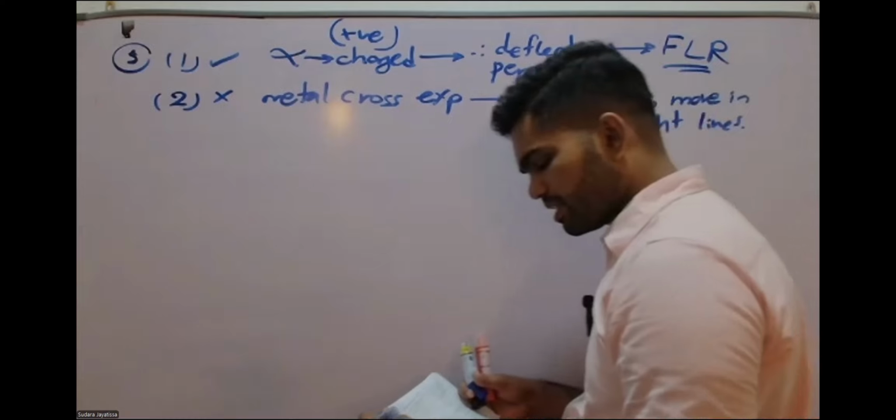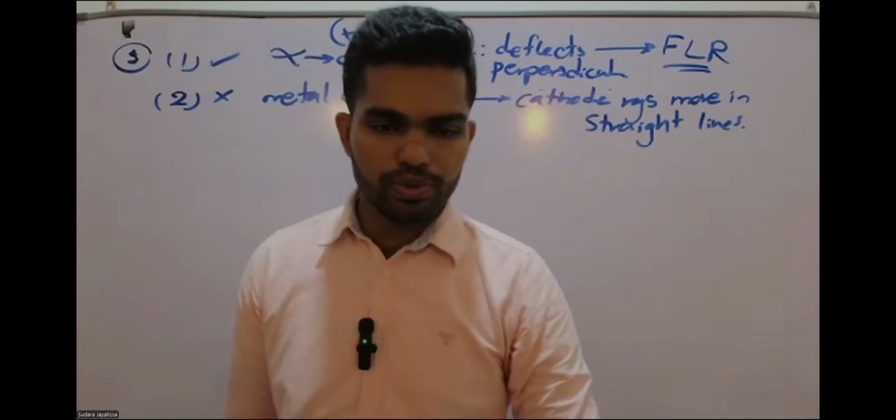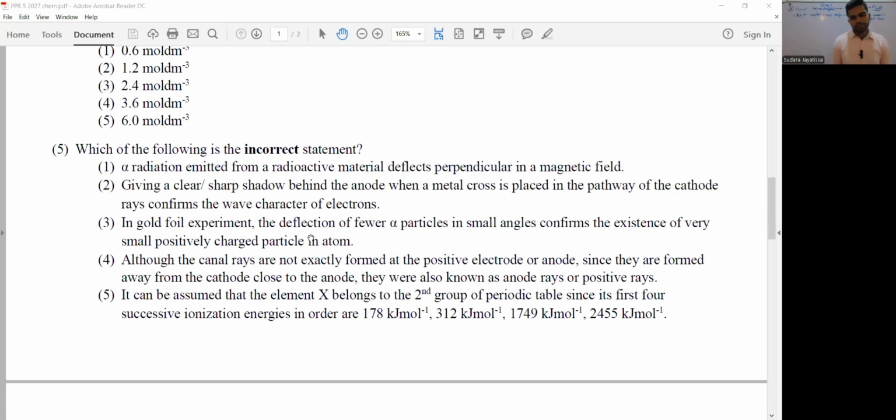Right. Now let's see the third one. Some of you got it wrong. We need to see why. Let's see the third one once again. In the gold foil experiment, the deflection of fewer alpha particles at small angles confirms the existence of a very small positively charged particle in the nucleus. Yes. So when they deflect, only a fewer number of them were deflected. That is because the positively charged particle is there and it is really small. That small size is also explained.